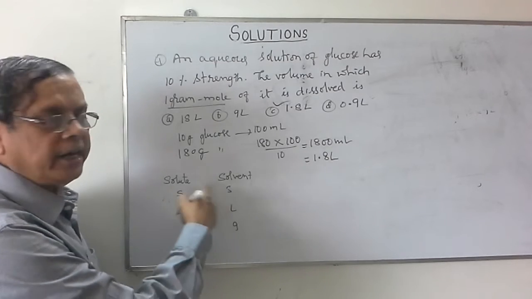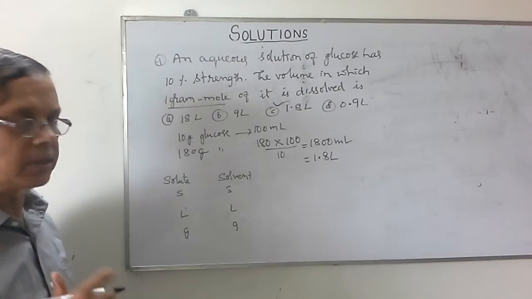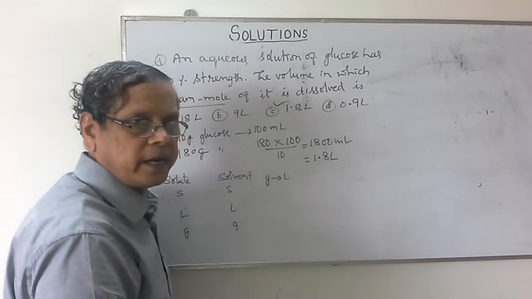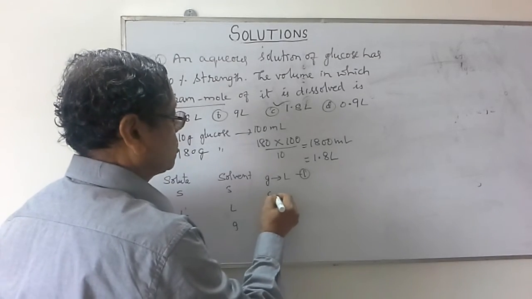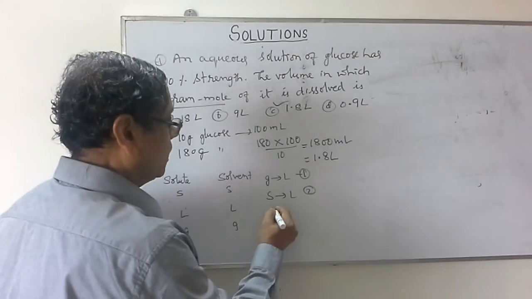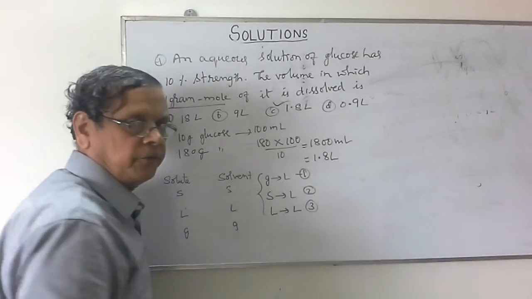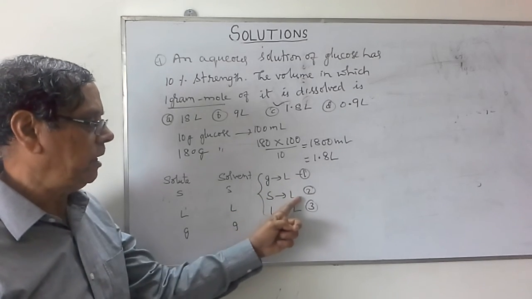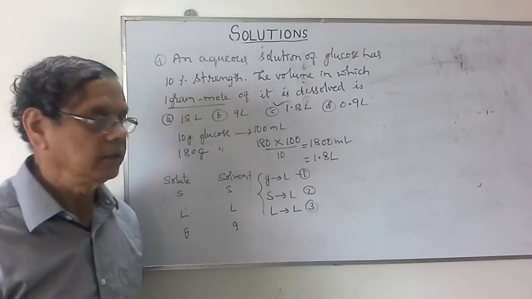So there are totally 9 types of solutions we come across, out of which we study only 3 types. Gas in liquid is one kind of solution that we study in this chapter, and solid in liquid is the second kind. The third kind is liquid in liquid. So in the successive videos, we will study gas in liquid, solid in liquid and liquid in liquid solutions. We shall continue with these topics in the next video.